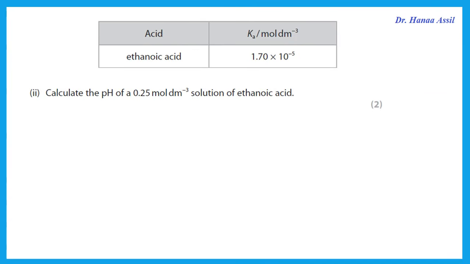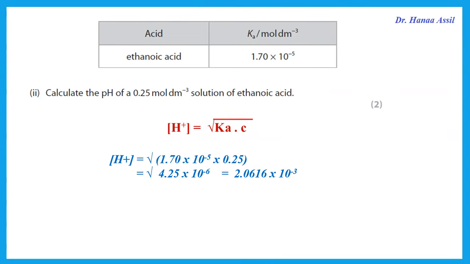Calculate the pH of 0.25 mole per decimeter cubed solution of ethanoic acid. Remember again, to get the pH of a weak acid, we use this equation. Concentration of H plus ions is the square root of Ka times the concentration of the acid. So using that equation, the concentration of H plus will come to this number, and the pH is minus log of that, so the pH is 2.69.